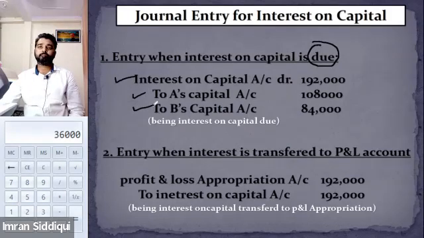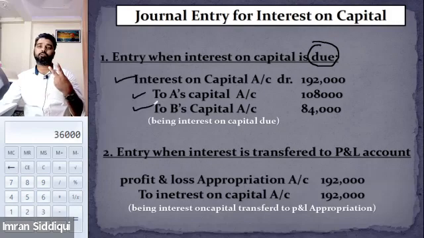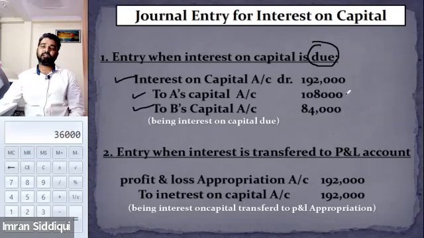As I've told you just now on the notebook, whenever interest is due, the general entry will be interest on capital account debit to A's capital, to the partner's capital account. Since in our question we have two partners, we will write down to A's capital account, to B's capital account. A is getting interest on capital as 1,08,000, and B is getting interest on capital as 84,000.